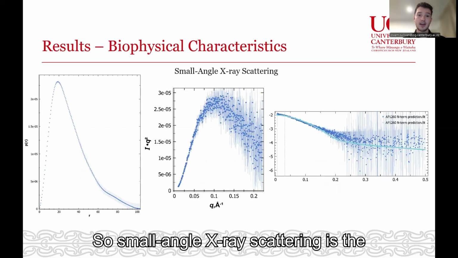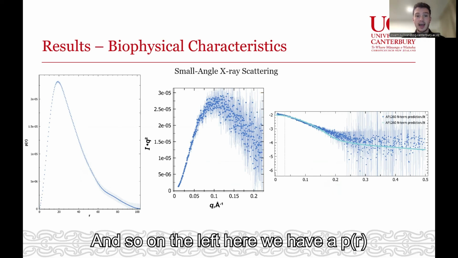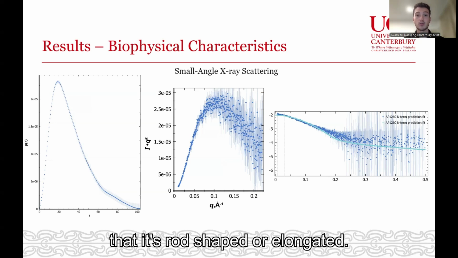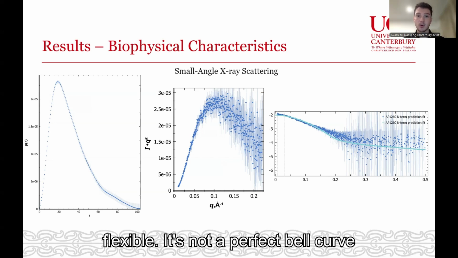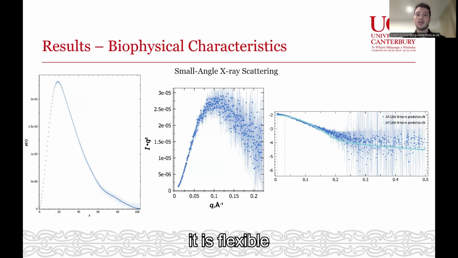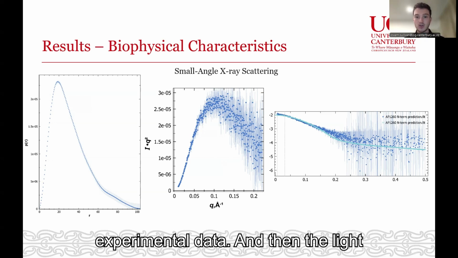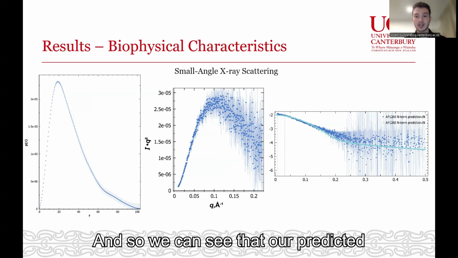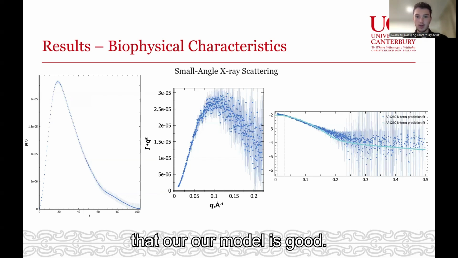So small angle X-ray scattering is a technique where we use synchrotron light to see the protein's dynamics in solution. And so on the left here, we have a PDDF plot, and the skewed to the right shows that it is rod-shaped or elongated. The graph in the middle is a Kratky plot, and this is showing that we're partially flexible. It's not a perfect bell curve, and it doesn't skew off into the distance, so it's really showing that it is flexible and partially unfolded. And then on the right here, in the dark blue is our experimental data, and in the light blue is our predicted fit for our model. And so we can see that our predicted structure is actually quite similar to the actual experimental data, which means that our model is good.